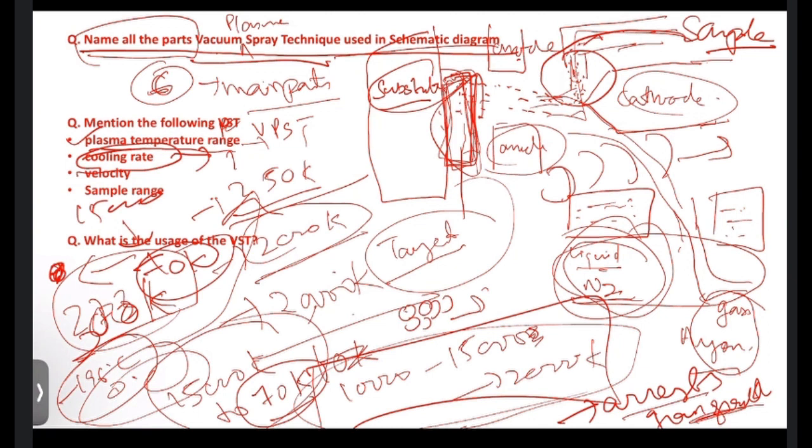Since it is a fluid-like particle, the unit of velocity is not meter per second. The unit is Mach, very high speed. Mach is used when we are describing the velocity of fluids and the speed is very high. Then velocity is Mach 1 to 3.